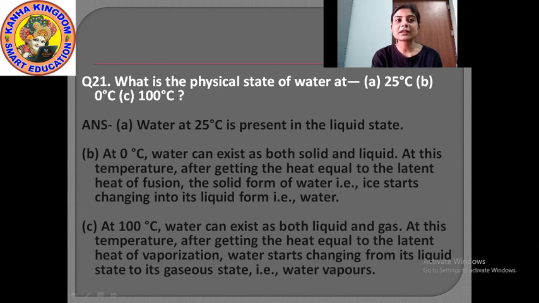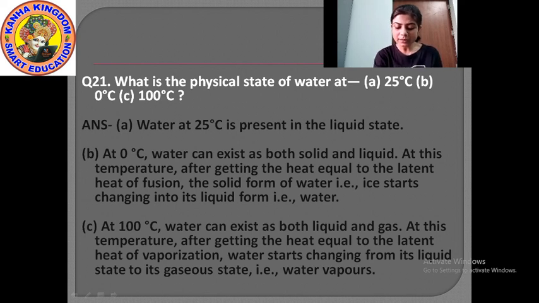Number B, at 0 degrees Celsius water can exist both as solid and liquid. At this temperature, after getting heat equal to the latent heat of fusion, the solid form of water, that is ice, starts changing into its liquid form, that is water.